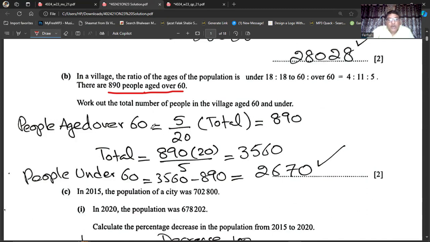Now, the basic question is to work out the total number of people in the village aged 60 and under. From the total, subtract the people who are over 60. Remaining will be under 60. So 3,560 is the total number, and over 60 people are 890. When you subtract it, you will get 2,670.